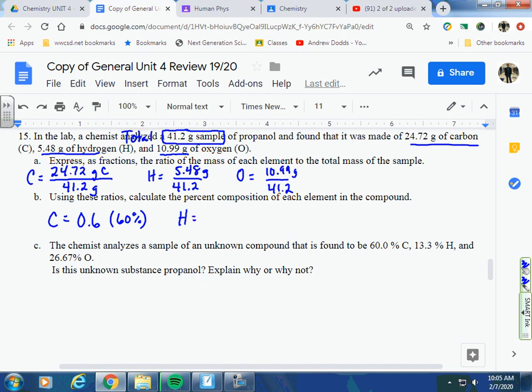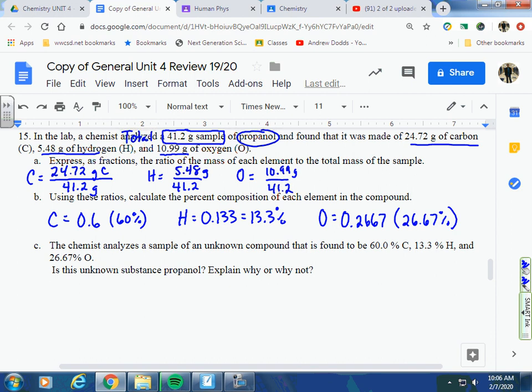So hydrogen should come out to be 0.133 or 13.3%. And oxygen should come out to be 0.2667. And if I make that a percent, that would be 26.67%. This stuff that they're talking about here is called propanol. That's the chemical, propanol, whatever that is. We don't really need to know what it is.